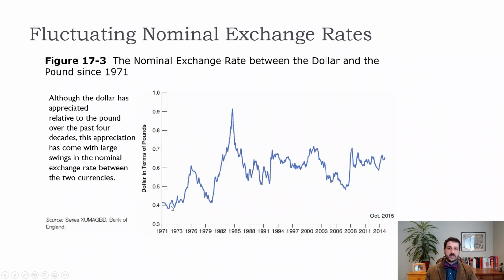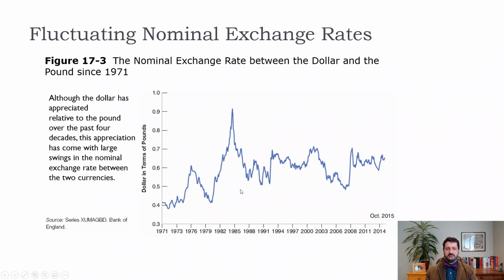This is going back to 1971, where it was about 0.4. This is just after Bretton Woods has fallen apart, which was the system of fixed exchange rates that came after World War II. You can see that there is a big spike in the early 80s, it came down, it's kind of steady, and then it's been bouncing around a fair amount, but it's around 0.65 as of 2015.